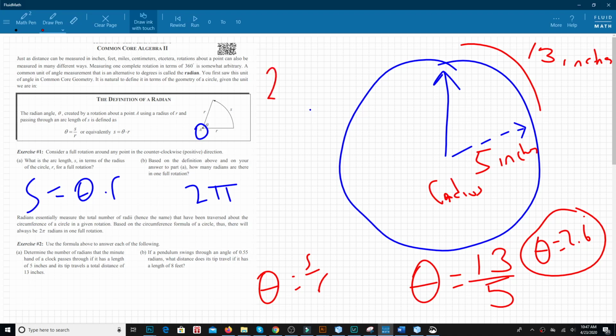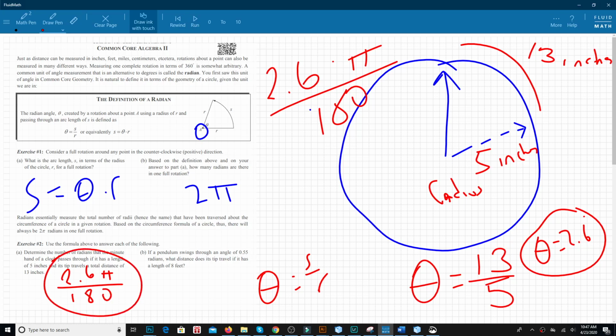So 2.6 times pi over 180. That's 2.6 pi over 180. Everyone see how I got that?